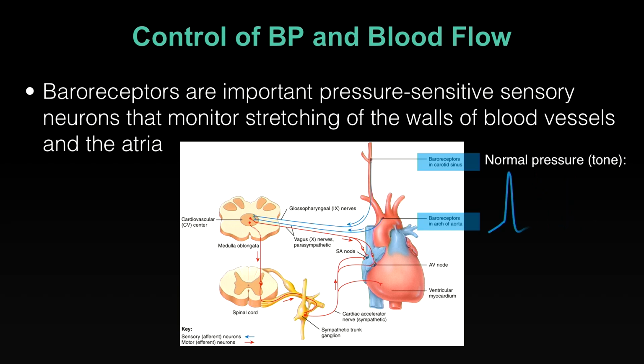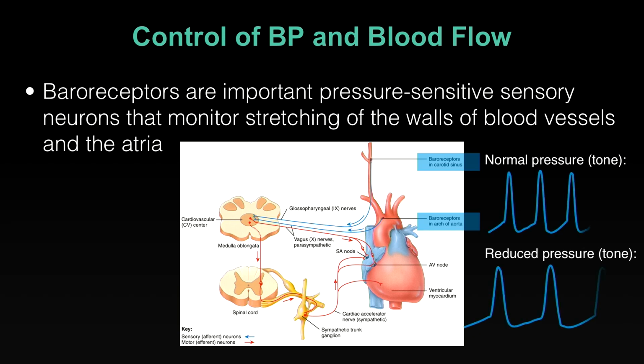So if there's a normal pressure, there is a normal firing rate and what we're going to call a normal arterial tone, a normal stretch in the walls. If blood pressure goes up, the firing rate gets faster. If blood pressure goes down, the firing rate gets slower. So it's the rate of firing of the baroreceptors that the brain, the cardiovascular center, is monitoring.